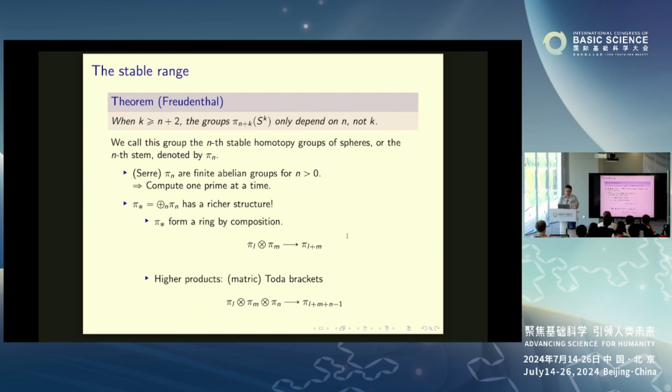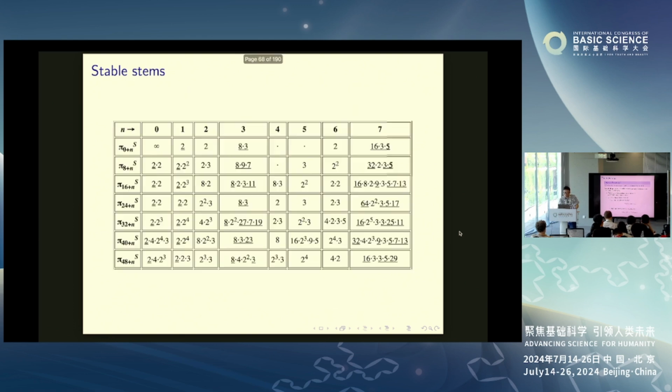And there are higher products, namely Toda brackets, matrix Toda brackets, and so forth. If two consecutive maps have composite 0 up to homotopy, and so does the next, then we can define some higher products. So when we do these computations, we would like to compute these structures as much as possible. And here's the table for the stable stems. It's singly graded, and this table is listed up to 55. So you can see there are some patterns.